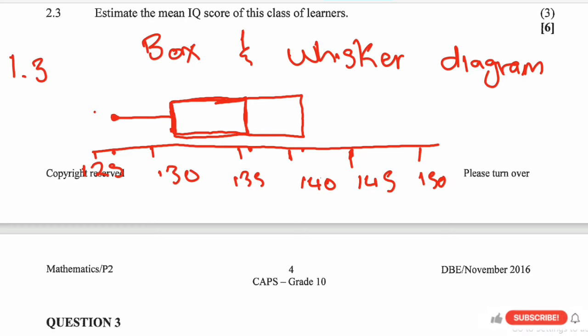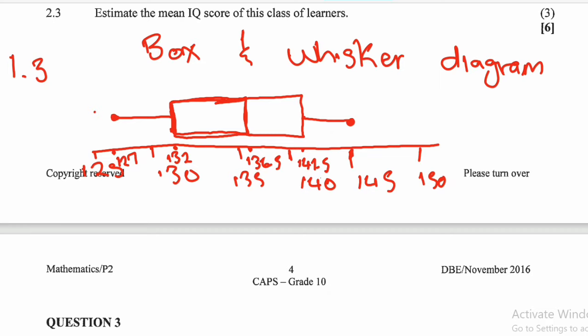So remember, it's very important for you to indicate what these values are. You don't just draw a dot. So you have to tell us that this is at 127, and you also have to tell us that this here is at 132, and here it's at 136.5, and here it's at 141.5. And the last value that you need to represent right now is your maximum. So you go there and do like this, and voila, you've drawn your box and whisker diagram.